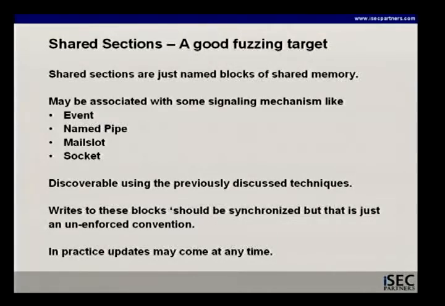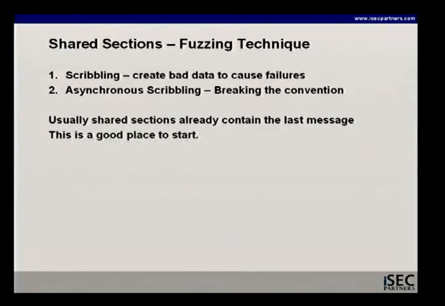Usually shared sections are associated with some additional signaling message or mechanism, like an event or a named pipe. And we can discover them using the same techniques that we used for finding the named pipes, including the Sysinternals tools. I've kind of covered this already, but usually these synchronization schemes are just convention-based. So be on the lookout for synchronization-based conventions that are supposed to be secure.